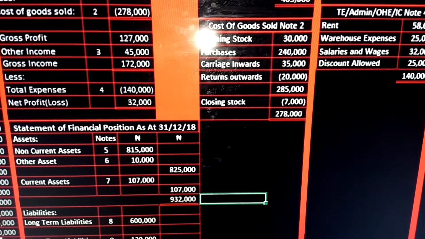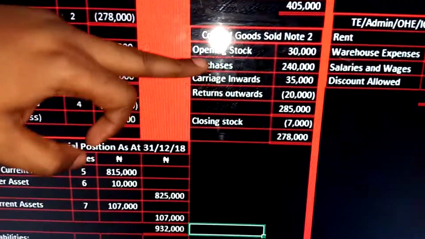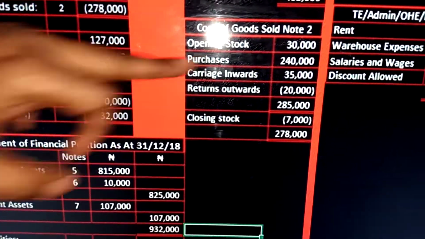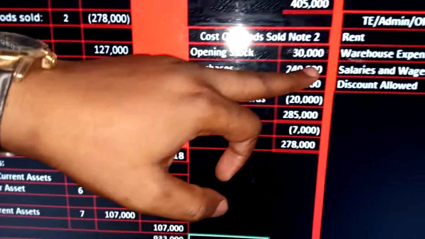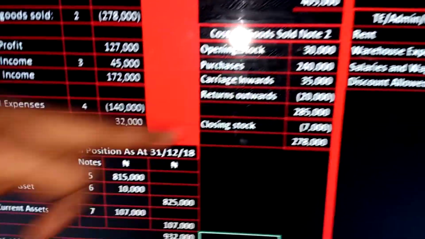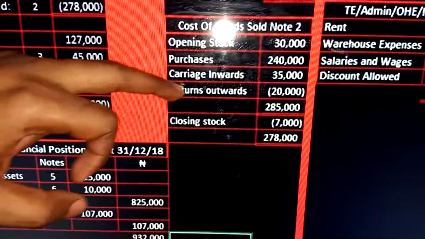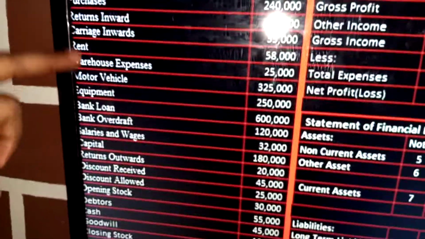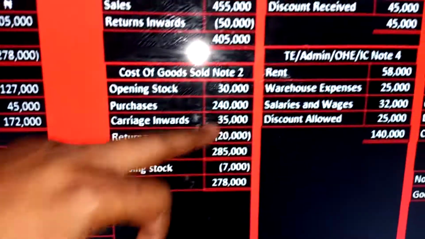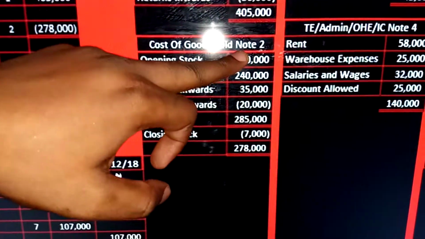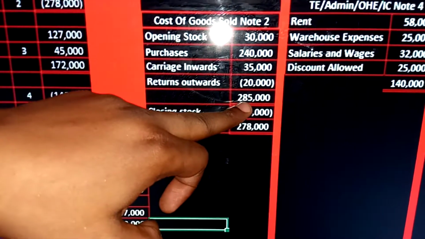22. So that's why you have here your cost of goods sold, which is your opening stock, 30,000 naira. Purchases, goods you purchased. If you come to the question, you see your purchases here, 240,000. You have your carriage inwards. Come to the question, carriage inwards, 35,000. So you have your returns outward. Come to the question. Where's your returns outward? Look at it here. Returns outward, 20,000. It will reduce it. That's why you're bracketing, you're deducting. So if you add your opening stock to your purchases, to your carriage inwards, then less your returns outward, you have 285,000.